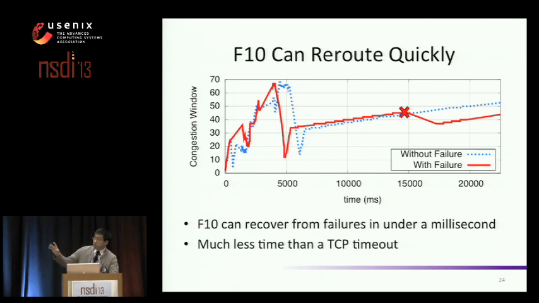This graph shows congestion window size versus time, with and without a failure. You'll notice that when we induced the failure at around 15 seconds or 15,000 milliseconds, we lost a few packets, but F10 was actually able to recover in under a millisecond, which is much less time than a TCP timeout. So if we didn't have F10 in this case, packets would stop being delivered, and we would induce a TCP timeout where we have to go back down to 0 and do this whole mess on the left.